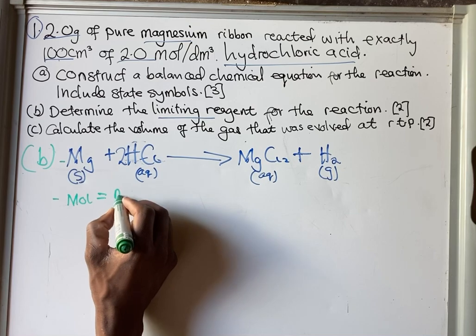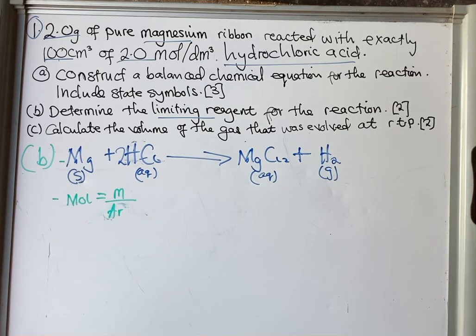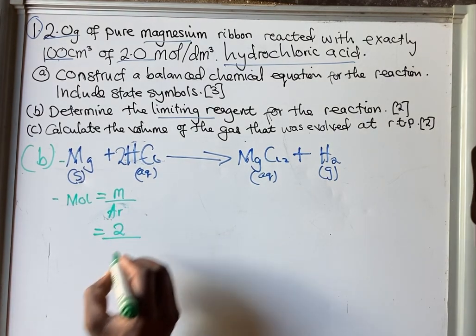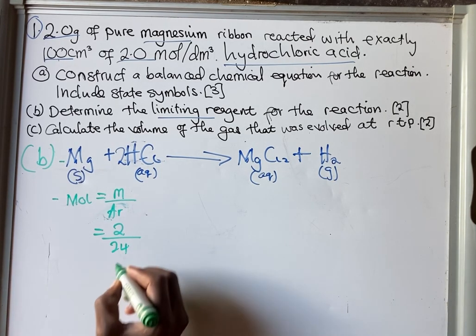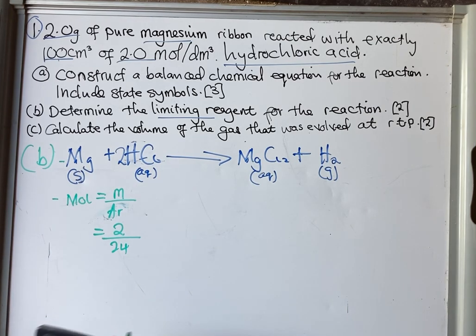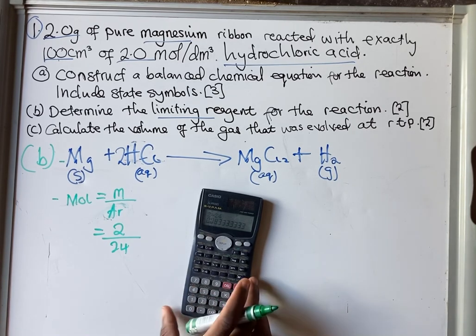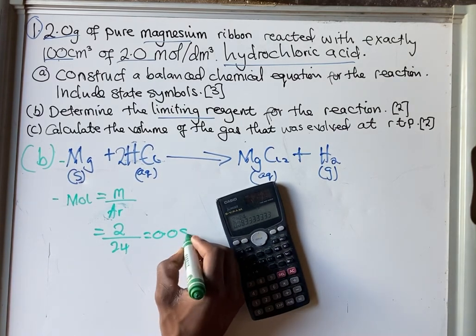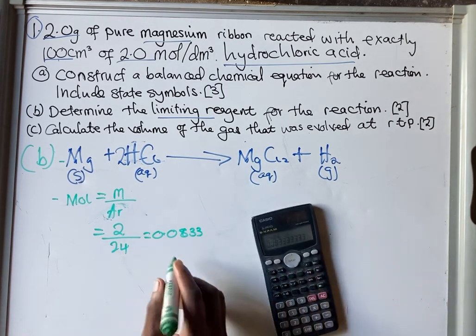So mole is equal to mass over the atomic mass. So this is magnesium. The mass of magnesium, in this case, we have been told it is 2, over the atomic mass of magnesium. If you check on the periodic table, it is 24. So you divide 2 by 24, giving us 0.0833. Okay. So that's the number of moles for magnesium.